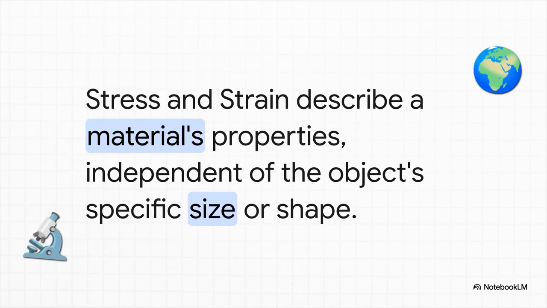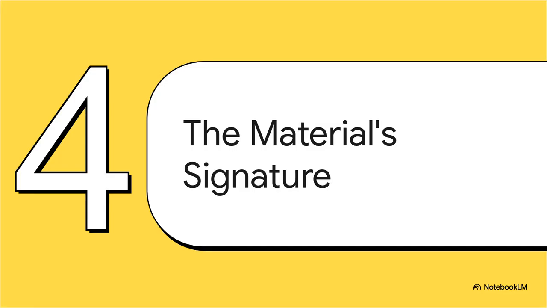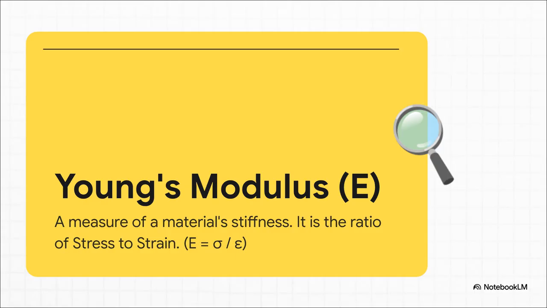And here is the absolute game changer. By using stress and strain, we're not talking about a specific wire or a specific beam anymore. We're talking about the fundamental properties of the material itself. We can finally compare the steel in a guitar string directly to the steel in a skyscraper. Okay, so now that we have this universal language of stress and strain, we can find the unique signature, the fingerprint really, that defines any material's stiffness. And here it is, the big one, Young's modulus.